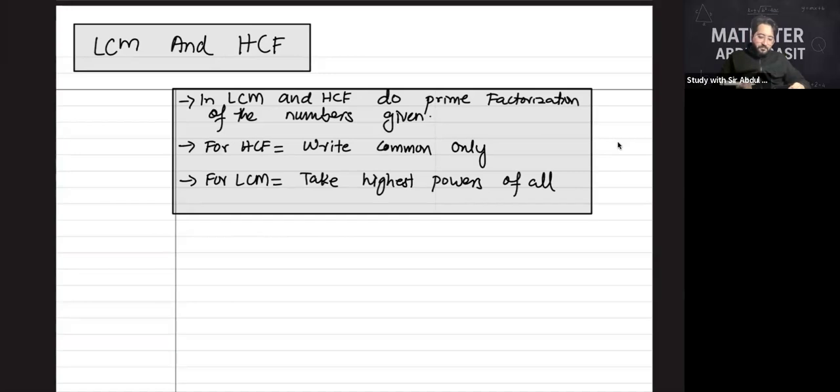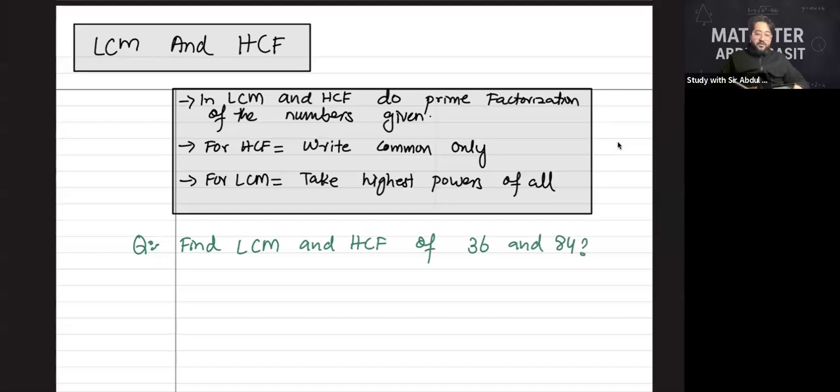Apologies. For example, the question is: find the LCM and HCF of 36 and 84. So let's follow the steps. Step one, in LCM and HCF, is to do the prime factorization of the numbers given. Okay, let's do it. Let's do the prime factorization of 36, and let me write this 84 again.